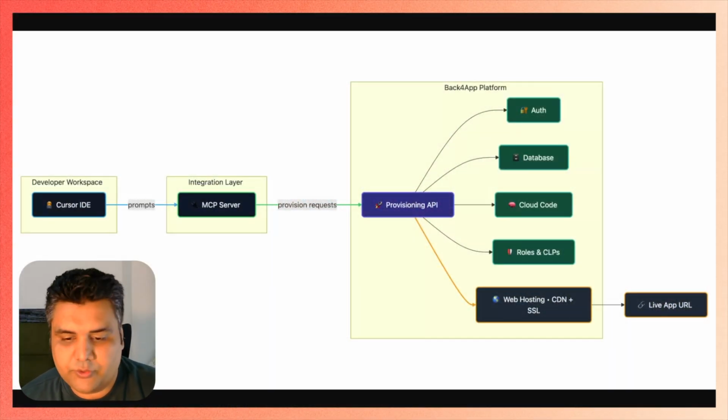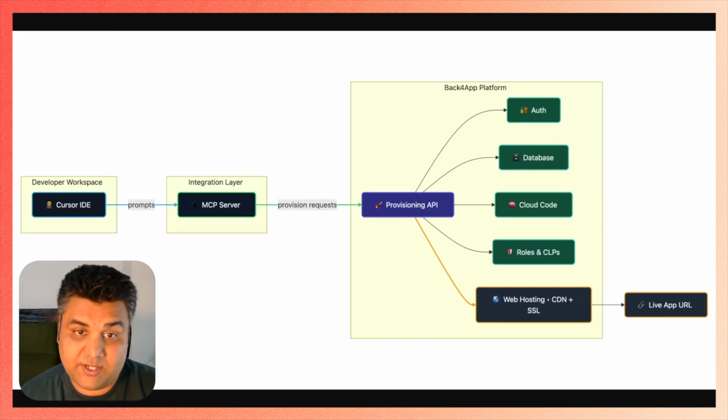For developing any prototype, we need an IDE. In this case, we will be using Cursor IDE. We'll be sending some prompts, which is simple plain English. And then the Back4App MCP server, which is an integration layer, will be provisioning all our requests. This is the provisioning API for the Back4App platform, this MCP.